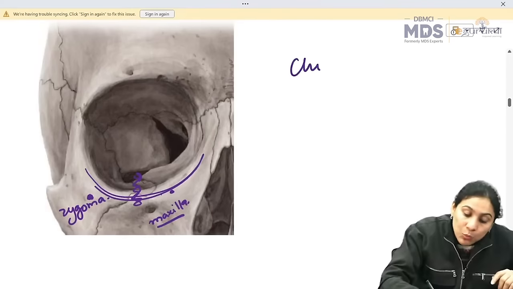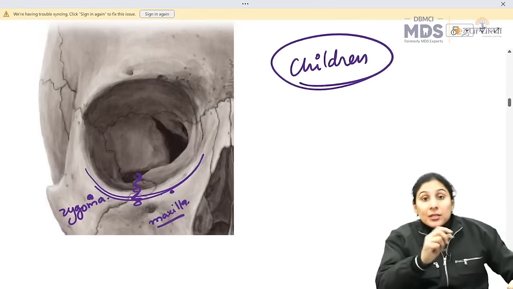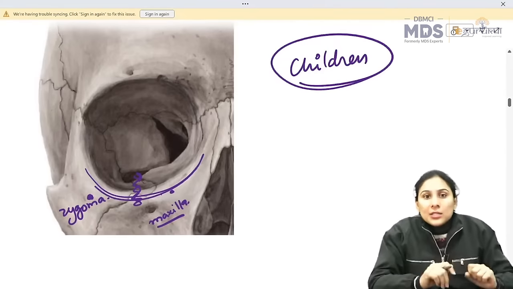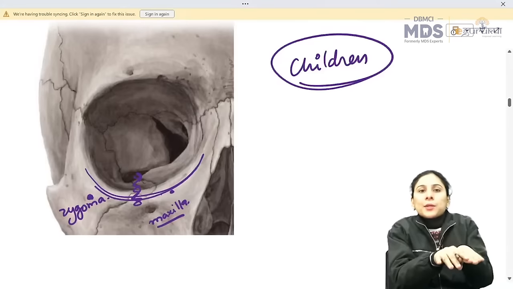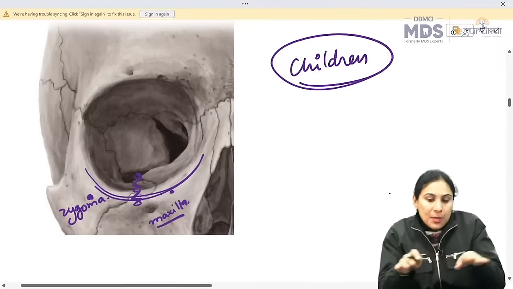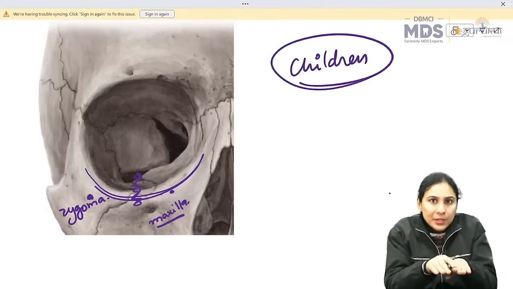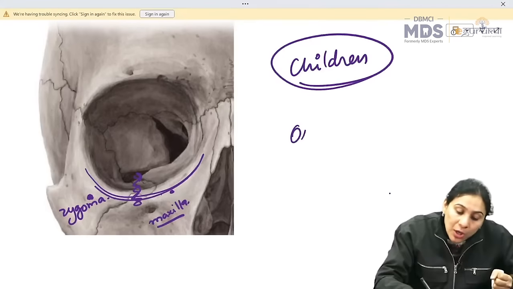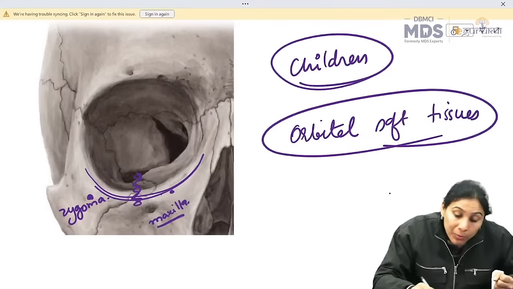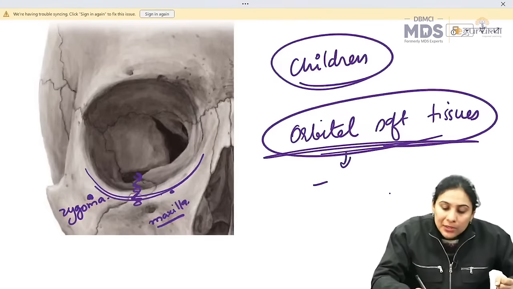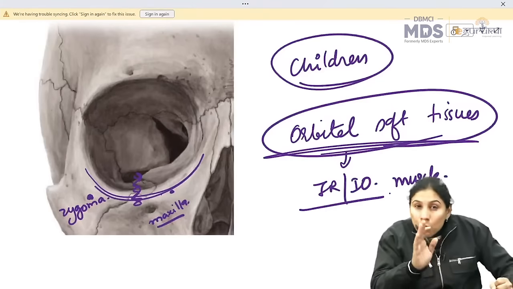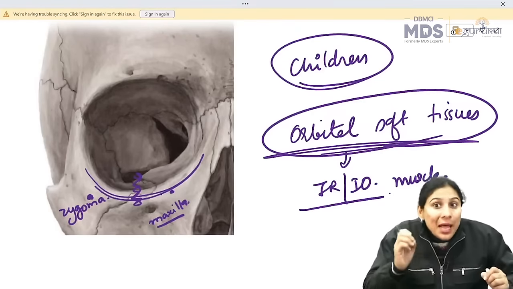resilient. That is why it is seen more often in children, because in children the organic material of the bone is very high. The bones are resilient. They are elastic. So there is a fracture and again the bones have come back together. But in that process of separation and coming back together, they are trapping some of the orbital soft tissues. Most commonly, the inferior rectus or the inferior oblique muscle. That is the most commonly entrapped soft tissue in a trapdoor fracture.